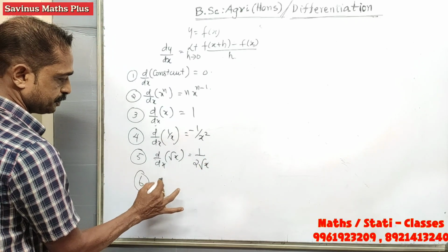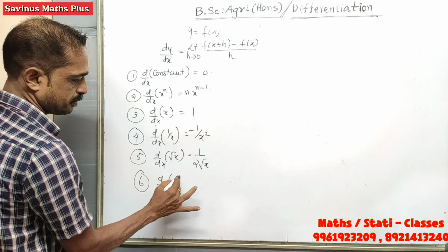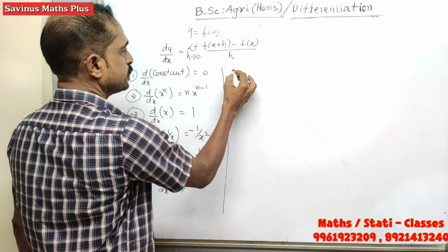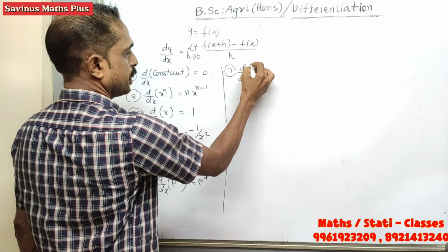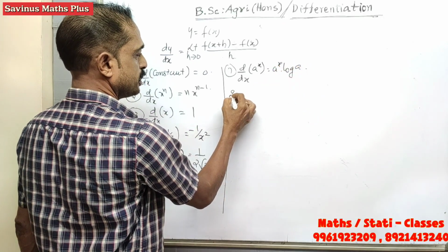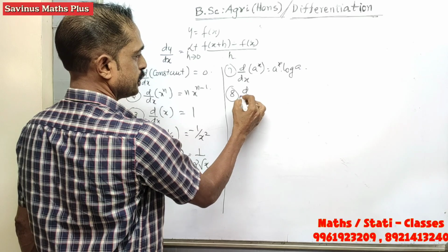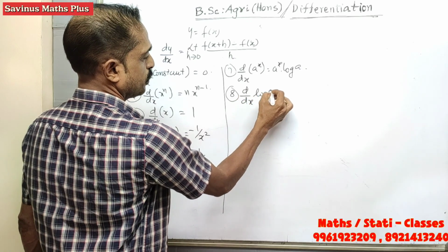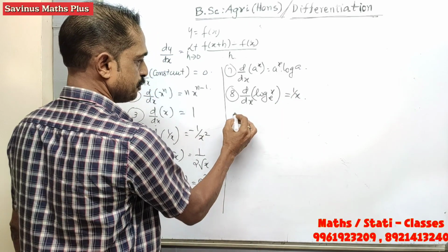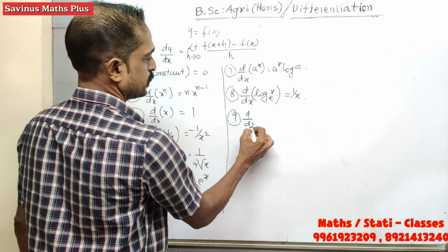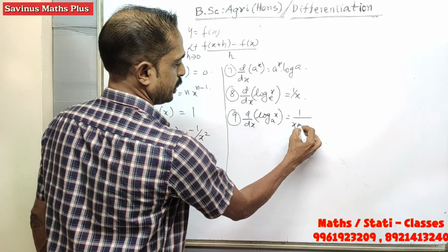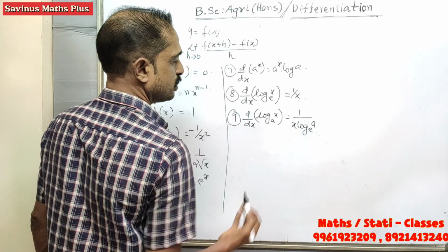D by dx of e raised to x is e raised to x itself. D by dx of a raised to x is equal to a raised to x log a. D by dx of log x to the base e is 1 by x. D by dx of log x to the base a is 1 by x log a, where the log a is to the base e.